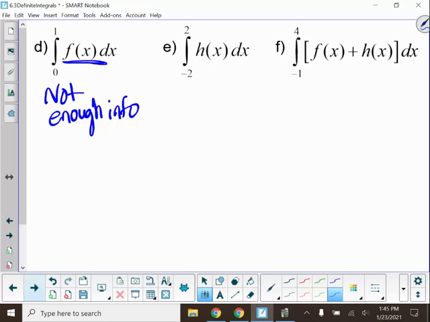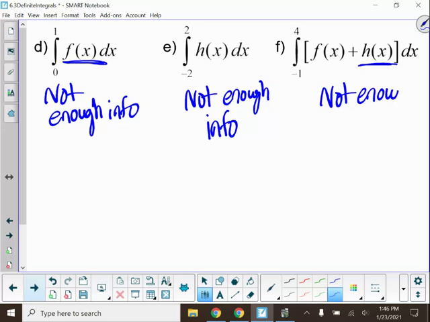The same way with e. The only information I have from h of x is from -1 to 1. I have no idea what the value is outside of that interval. So once again, this is not enough information. For letter F, this is another one where you don't have enough information because of the h. The only thing I know about h is from -1 to 1. Even though I do know the value of f from -1 to 4, there is not enough information to find out the overall value of this integral.